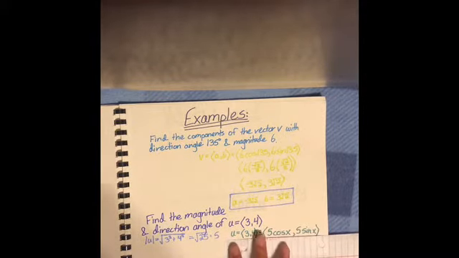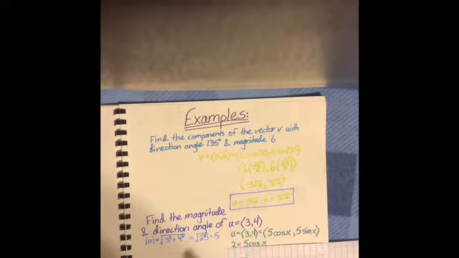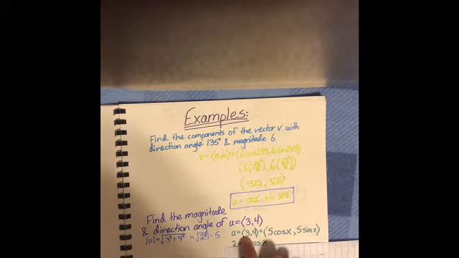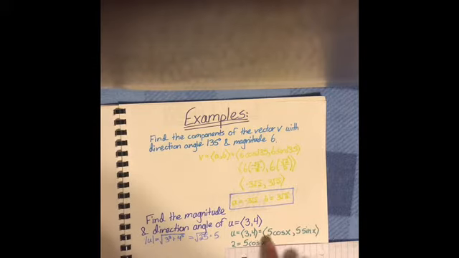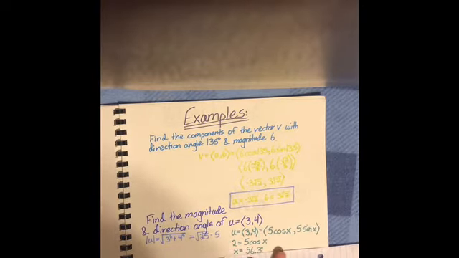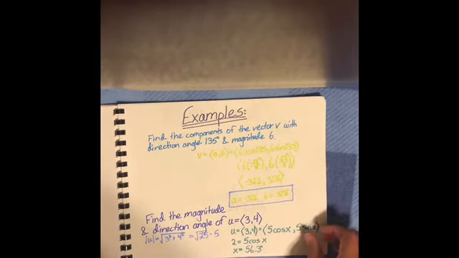So then you have to find the direction angle. This is your magnitude. So you're going to do u equals 3, comma 4. You're just going to plug it in like we did up here, just you're looking for the cosine x and the sine x. So it comes out to be 3 equals 5 cosine x, and then your answer, if you plug that in, is going to be 56.3.